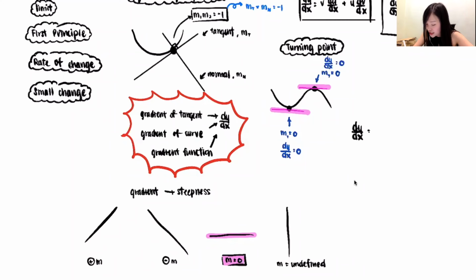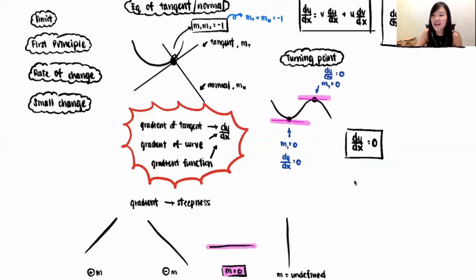Later on, I will try to explain to you why dy/dx equals 0. Of course, if you don't want to know why and just want to memorize, then just memorize, okay? You guys know that dy/dx will be 0 whenever they are on the turning point. I repeat, because on the turning point the tangent is horizontal, and a horizontal gradient is always 0. That's why dy/dx equals 0.